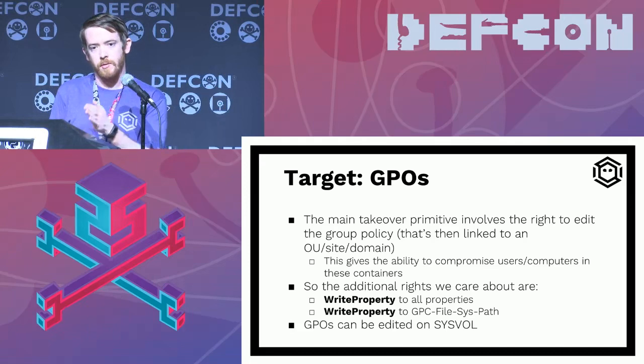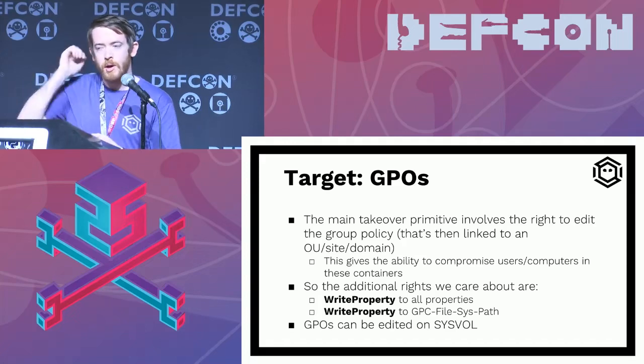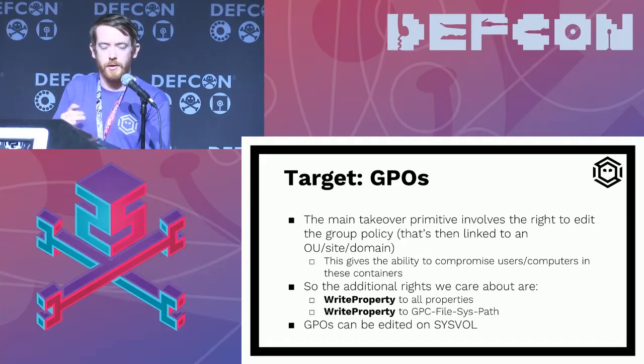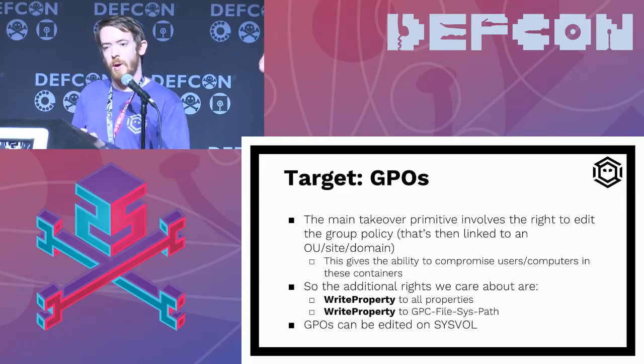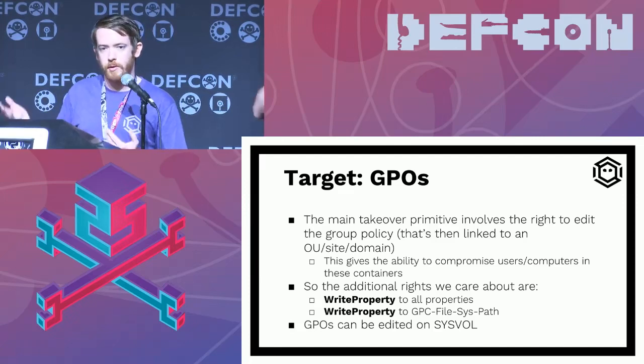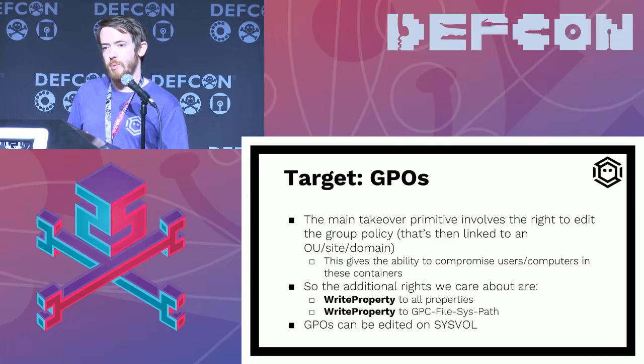These GPOs are linked to OUs, sites, and domains, and there are users, groups, and computers contained within these. So if you can modify the GPO, there are a million and one ways that you can get code execution on a computer it's applied to, or essentially code execution in the context of the user that the GPO is applied to. The rights we care about here are write property to all properties, like some of the other examples, and write property specifically to the gPCFileSysPath.